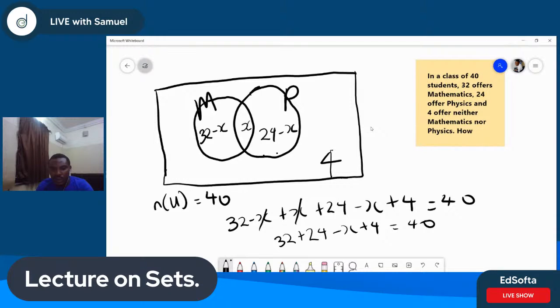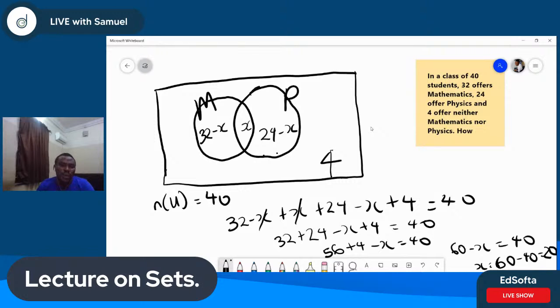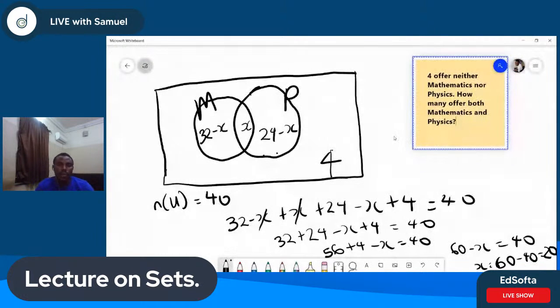So 32 plus 24, we have 56. We have 56 plus 4 minus x is equals to 40. So this will become what? 60 minus x is equals to 40. X will be 60 minus 40, which is equals to 20. So what we have is what? X is 20. So how many people offer both maths and physics? Our answer would be 20.